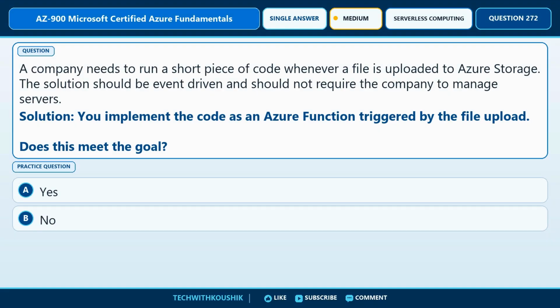Let's take a look at question number 272. First, let's review the situation. A company needs to run a short piece of code whenever a file is uploaded to Azure storage. The solution should be event-driven and should not require the company to manage servers. Solution: you implement the code as an Azure function triggered by the file upload. Does this meet the goal? Now let's review the options. Option A is yes. Option B is no.